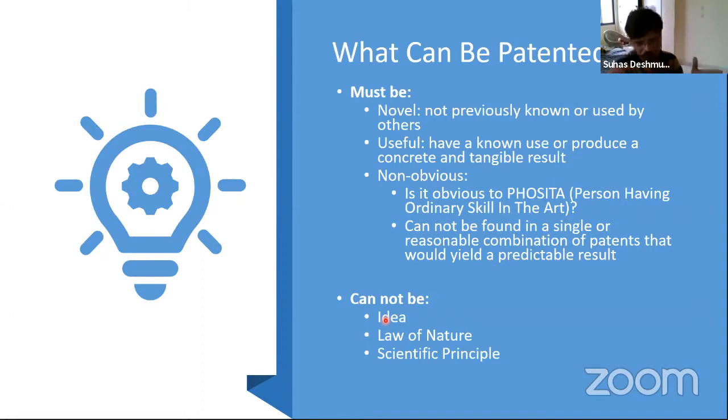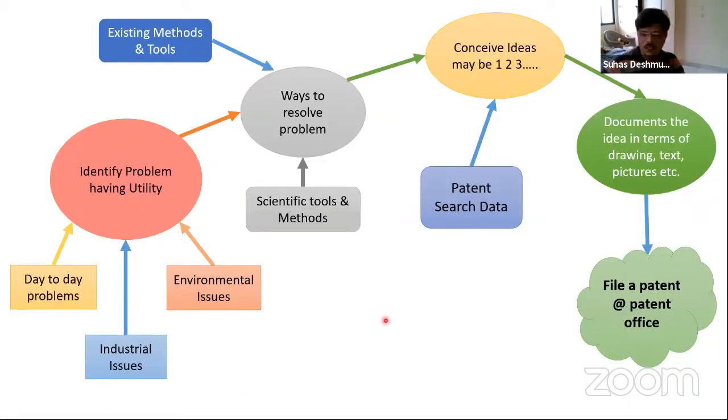So a patent starts with an idea. Patent starts with a typical idea, which is innovative. And that idea is to be converted into a certain product, a commercial product or something. And then that can be filed as a patent. So whenever you are filing a patent, we need to follow a certain procedure.